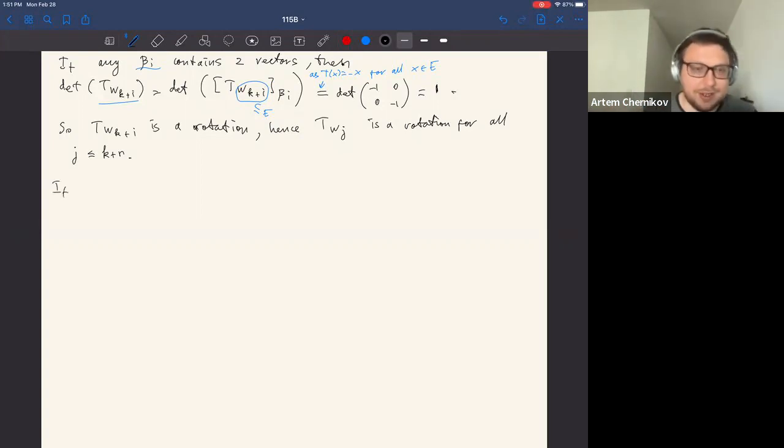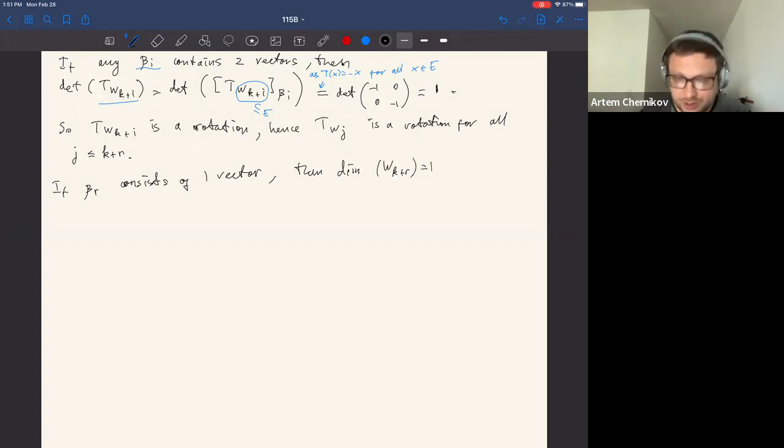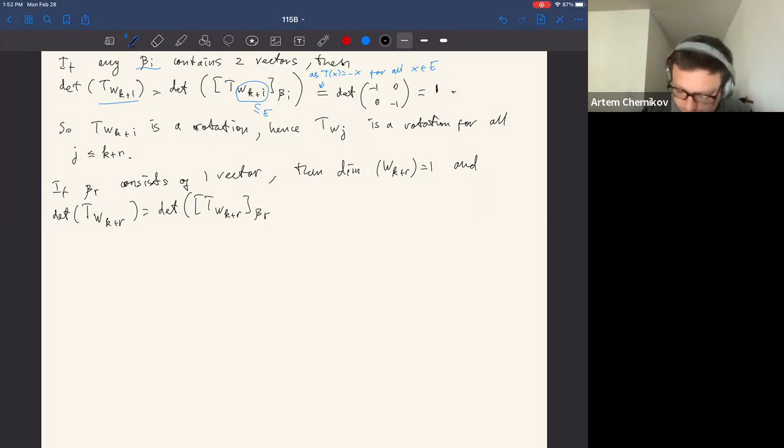Now, the only remaining point is what happens to beta R. If beta R consists of a single vector, then the dimension of W_{k+r} is 1, because it's the span of the single vector. And the determinant of T restricted to W_{k+r} is going to be the determinant of the matrix representing T on W_{k+r} with respect to the basis beta R. This is equal to the determinant of the one-by-one matrix consisting of minus 1. This is again because T of X is equal to minus X for all X in E, and this is still, as in the previous line, a subset of E. And so this is minus 1.